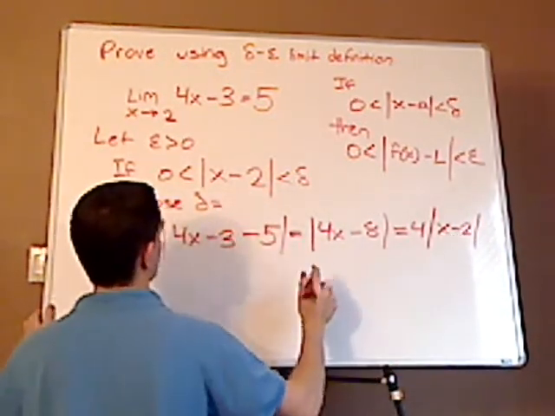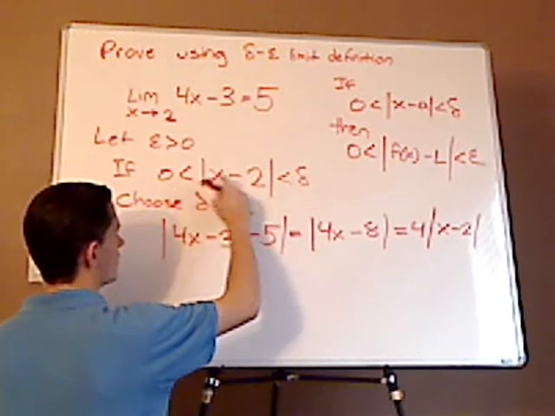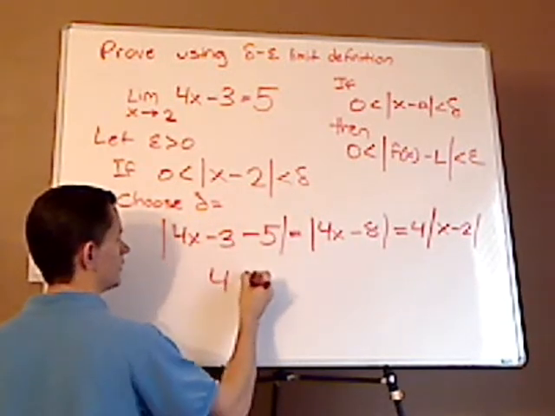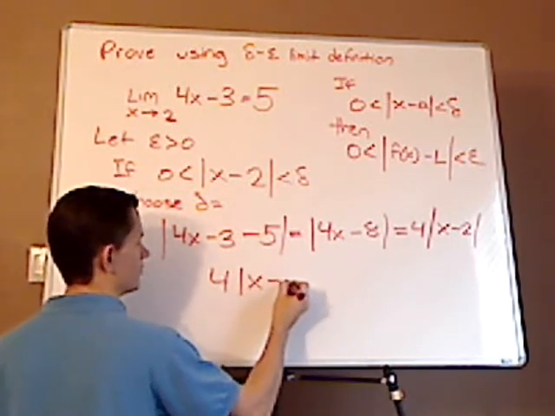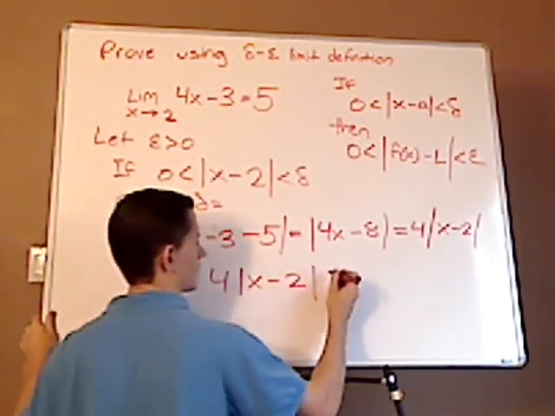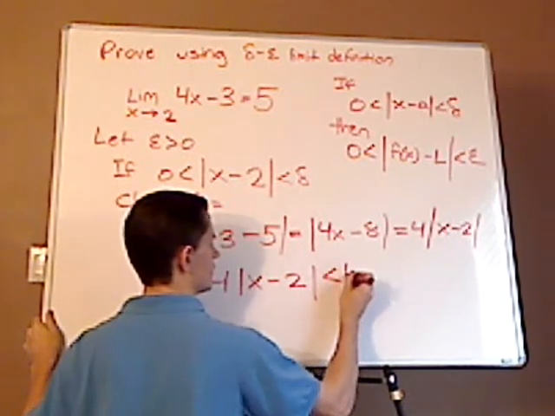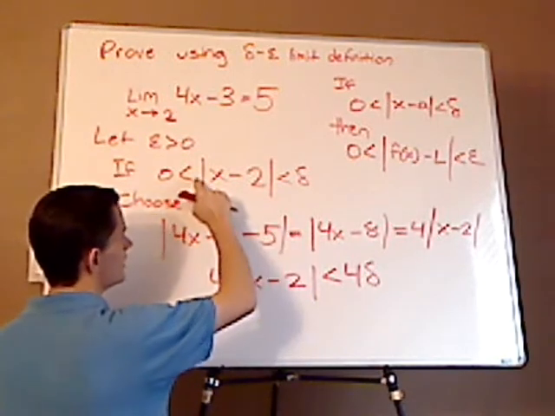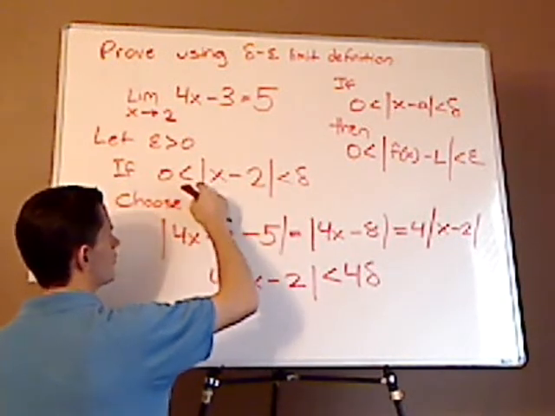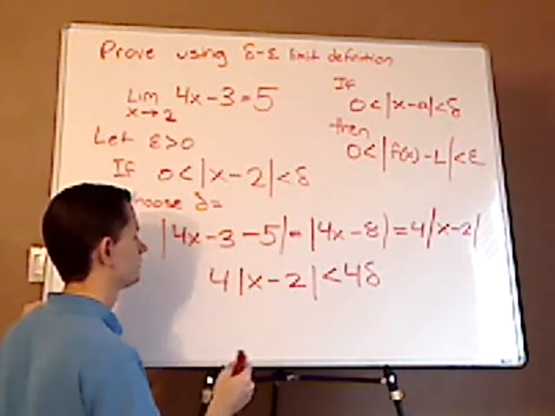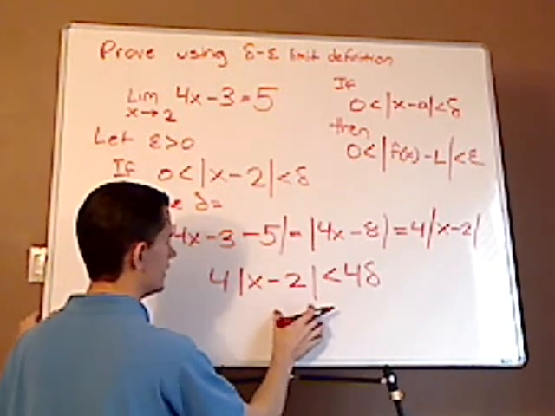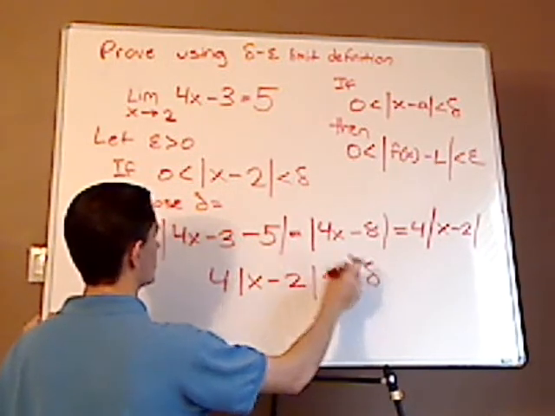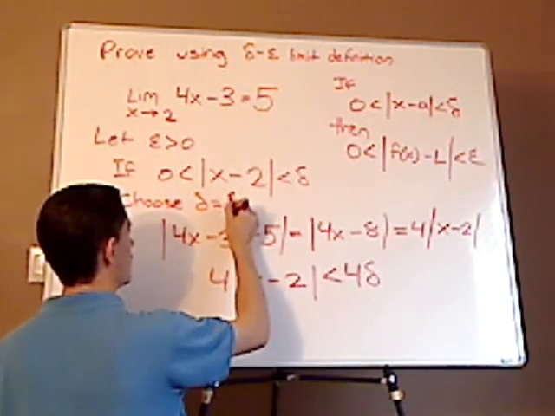Well, we know something. If we multiply both sides by 4, we're going to get this inequality. So 4 times the absolute value of x minus 2 is less than 4 times delta. I hope you see that. What I did is I just took this and multiplied each side by 4, and I got this. Now this gives me a hint on what I can make my delta. I can make my delta epsilon over 4.